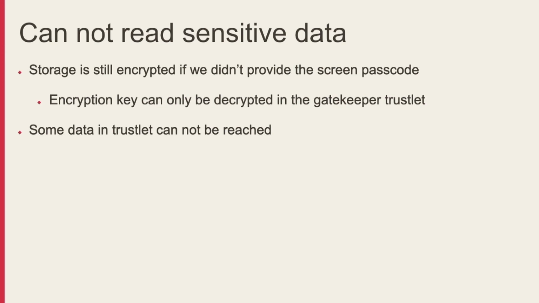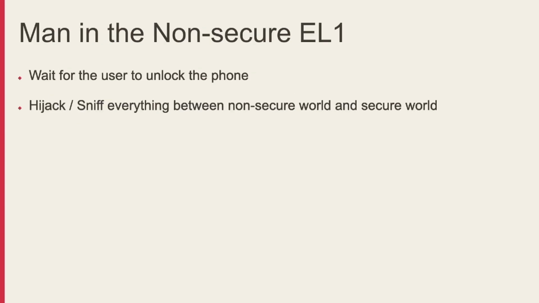The encryption key for storage is stored in the gatekeeper trustlet. Some data also cannot be reached, for example, credit card information in the Samsung Pay trustlet. There are many ways to reach the data. We can wait for the user to unlock their phone, as shown in the demo video. Since we are in non-secure kernel mode, we also can distort the request from non-secure user mode to the secure world.